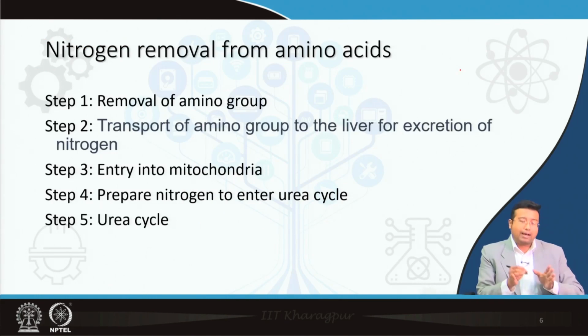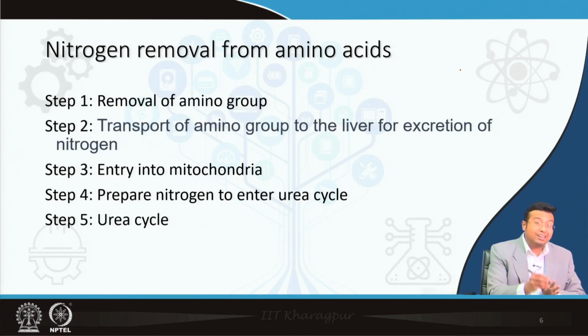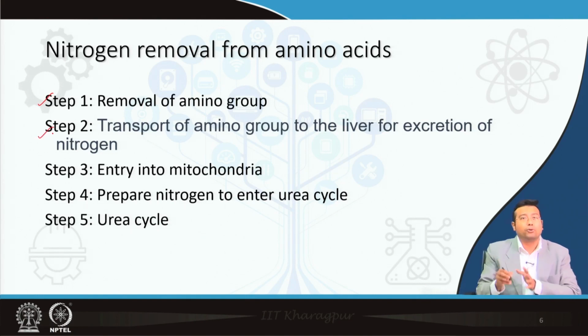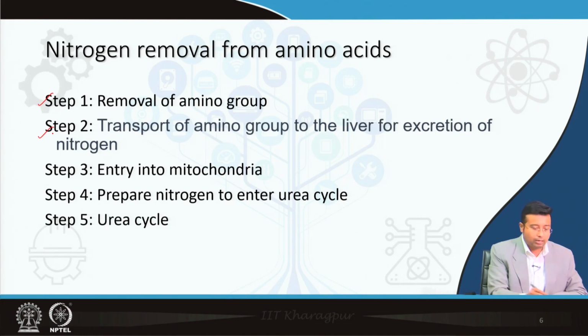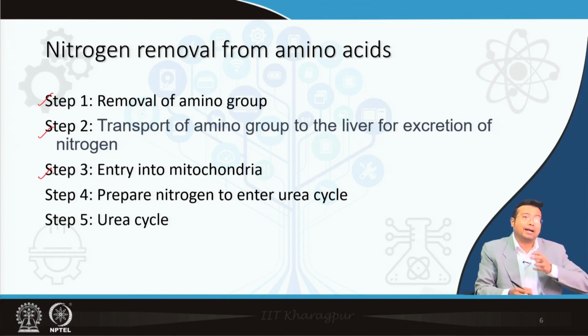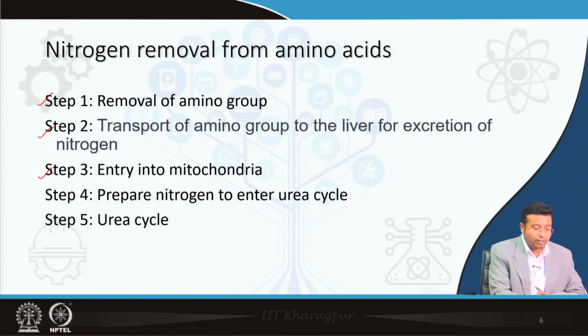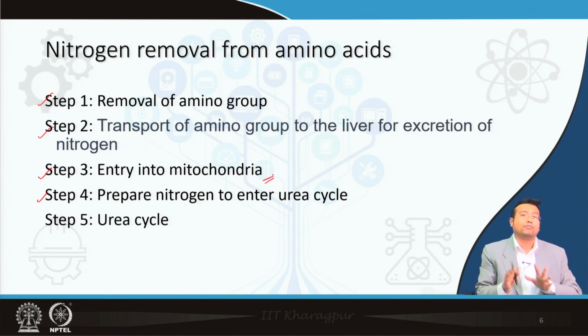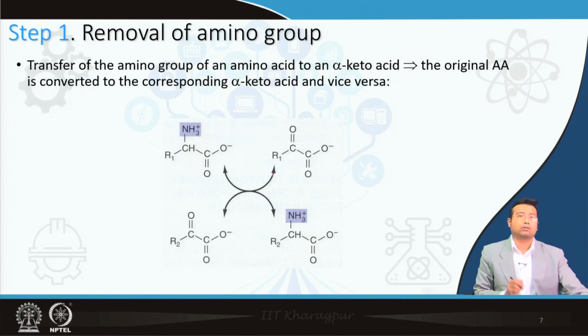Now, prior to the urea cycle, we have already discussed these 4 steps. We already know the removal of the amino group, and we know how it is transported from various sources to the liver for excretion, thereby entering the mitochondria of the hepatocytes, and then ultimately the nitrogen is prepared to enter the urea cycle. So, till here we have already read. Let us quickly recapitulate.